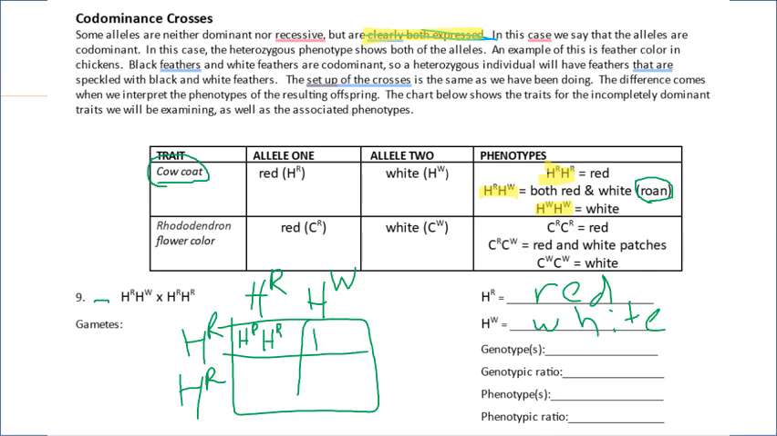This one would be HR, HW. By the way, the reason we're using these subs or superscripts like this is because neither one is dominant. They both show up. So it's kind of like a good way to show that nothing is dominating the other.